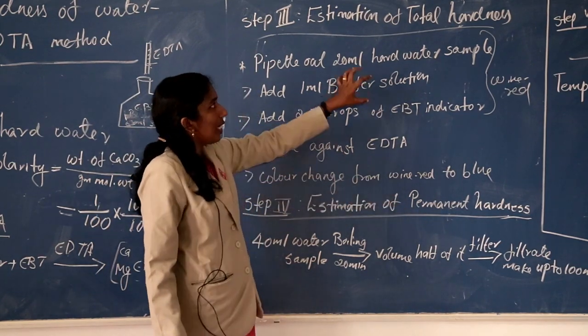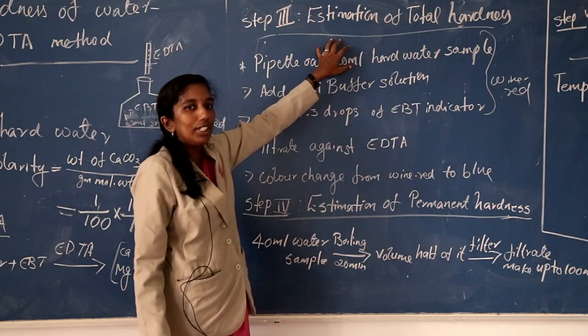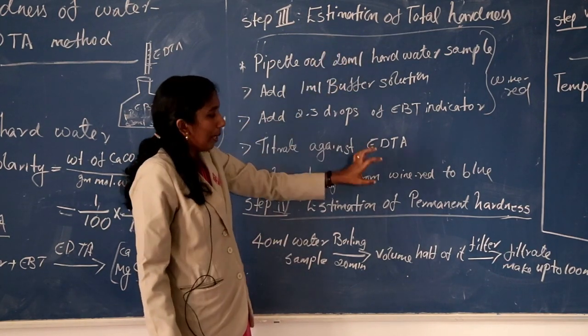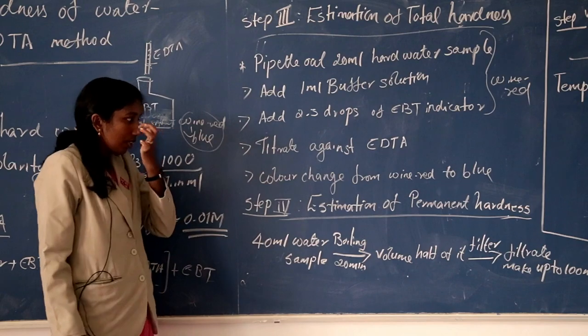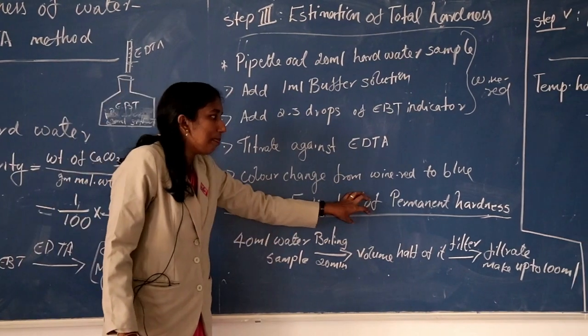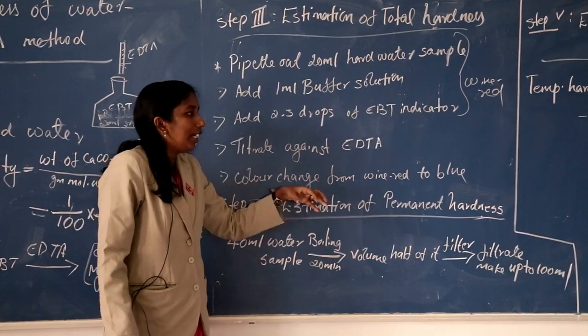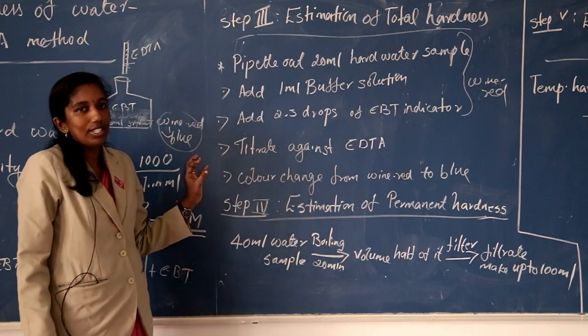Then step 4, estimation of permanent hardness. We know total hardness is the sum of temporary hardness and permanent hardness. So to estimate permanent hardness, we have to remove the temporary hardness.